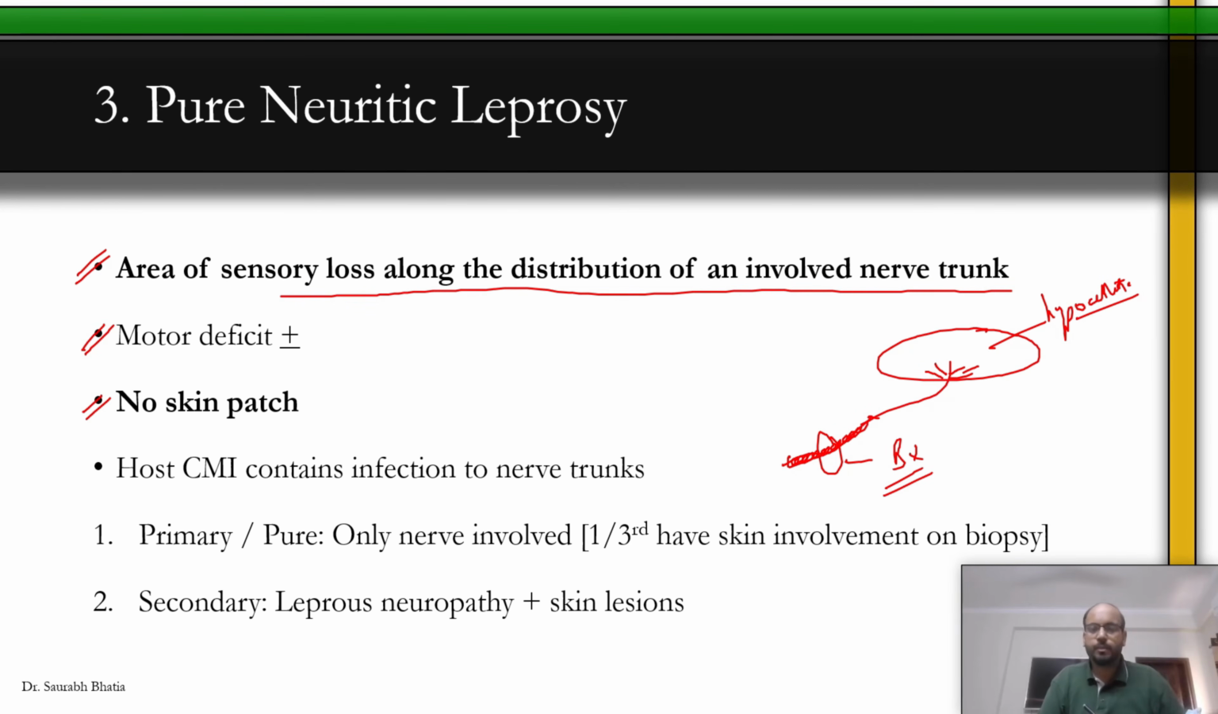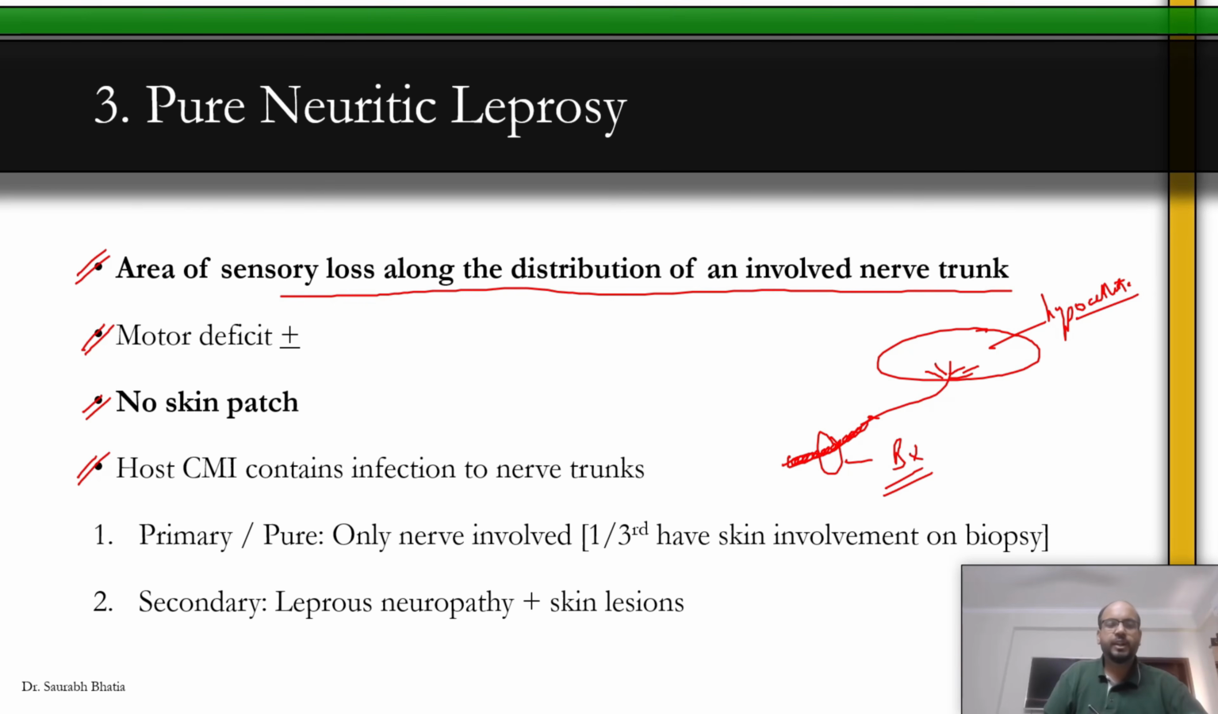You need to have a biopsy done, and that too can turn out to be negative. All you have to do is take a biopsy of the involved thickened nerve. The host cell-mediated immunity contains the infection of the nerve trunks, so the infection is limited to the nerve trunks.